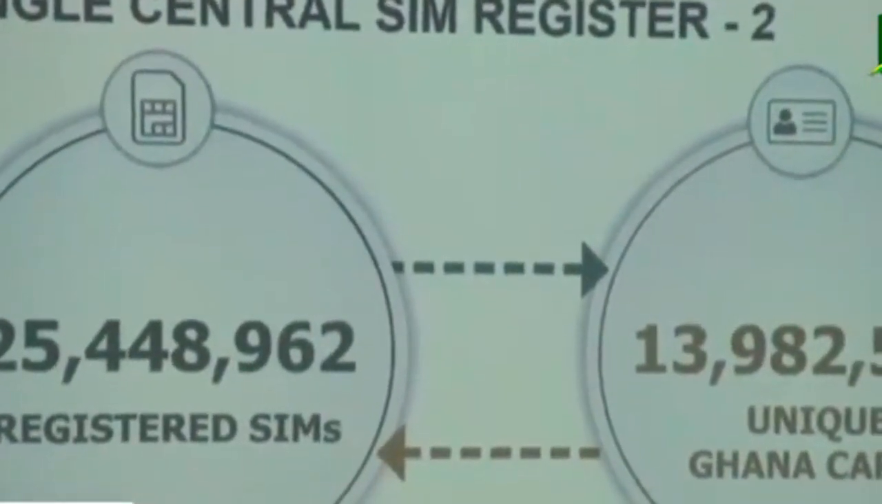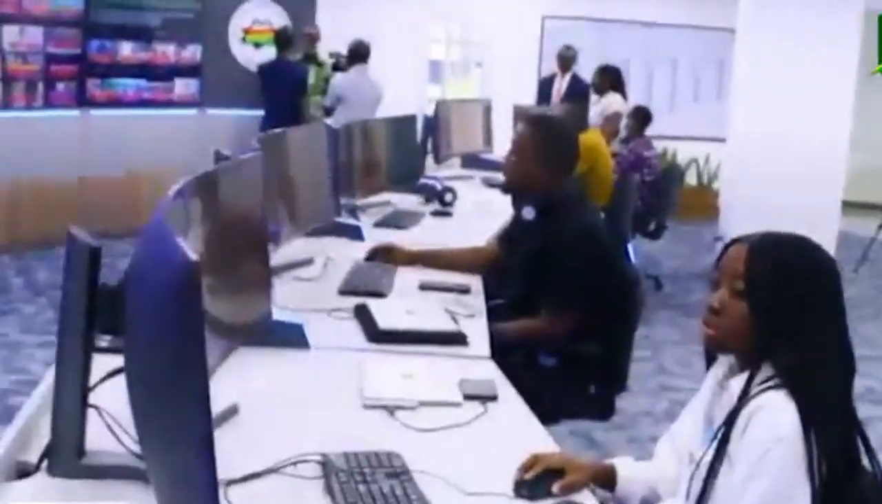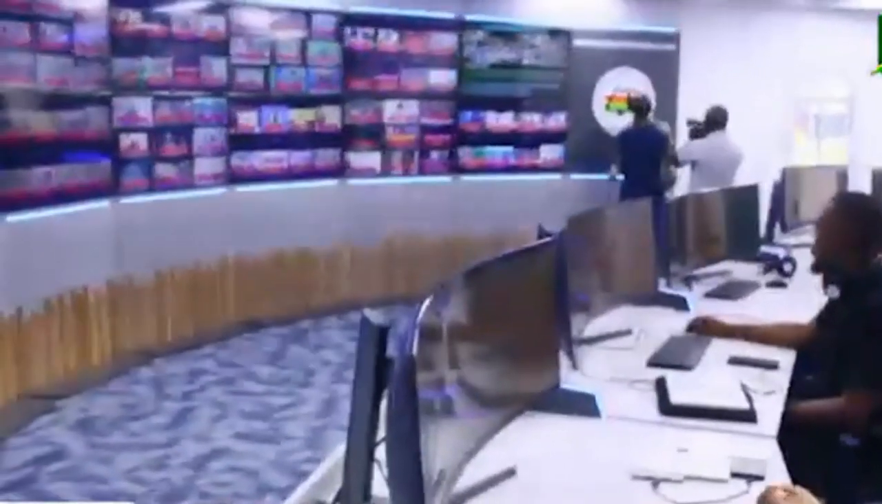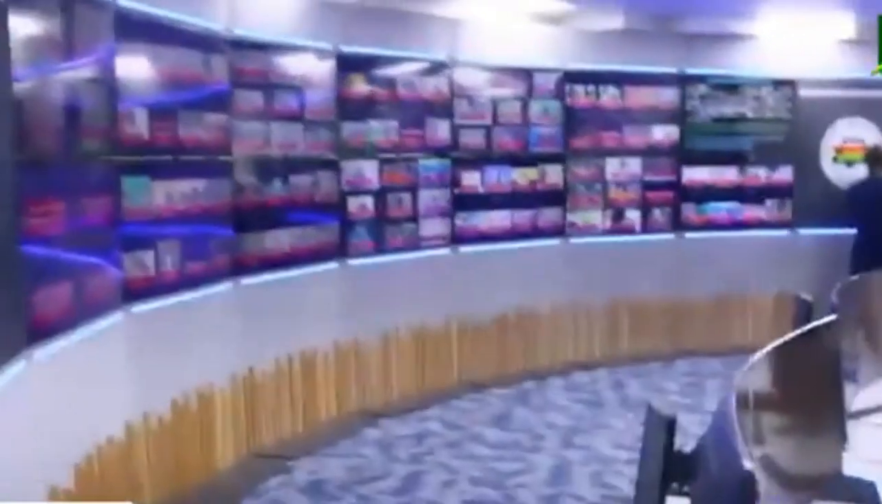Now, how do we get a central SIM register? The central SIM register is made up of the cumulative SIM register that exists with MNOs. So MTN will share what they have, Vodafone will share what they have, AirTel will share what they have, and then we keep it central.